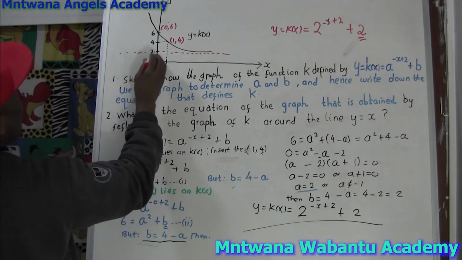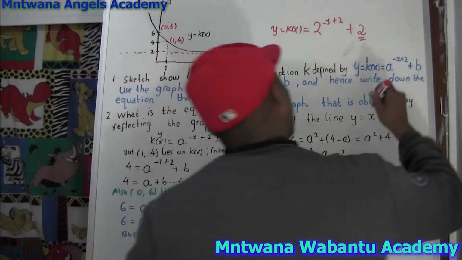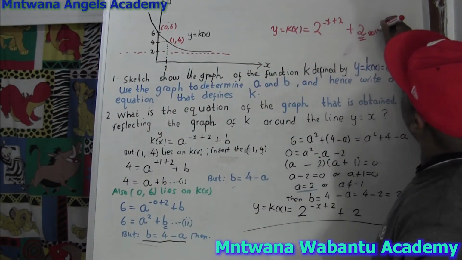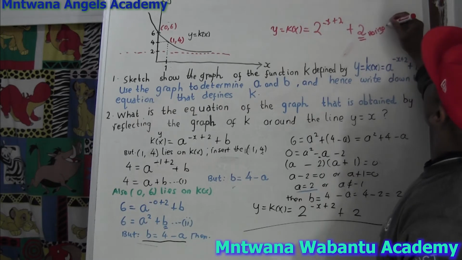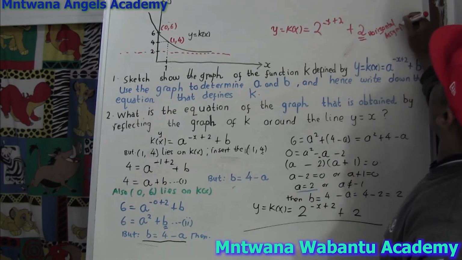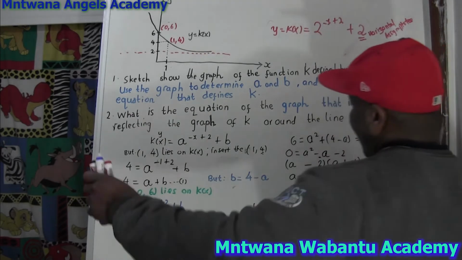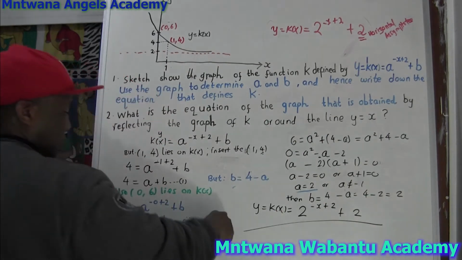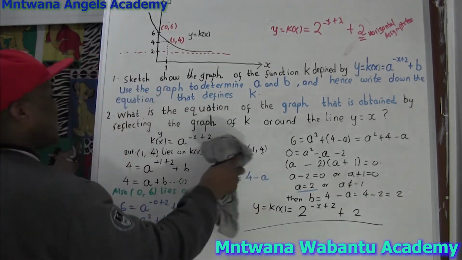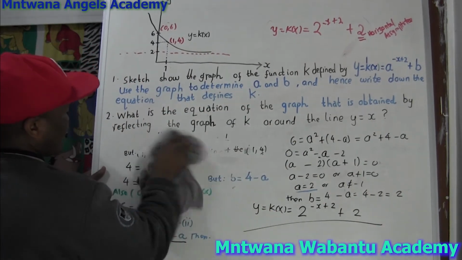Horizontal asymptote. Why? This is a horizontal asymptote whereby the graph will never touch the horizontal asymptote. But it's not part of the equation. This is what I'm looking for. So I'm going to write here and make a space, okay? And then we do our second part, which is the inverse of a function.